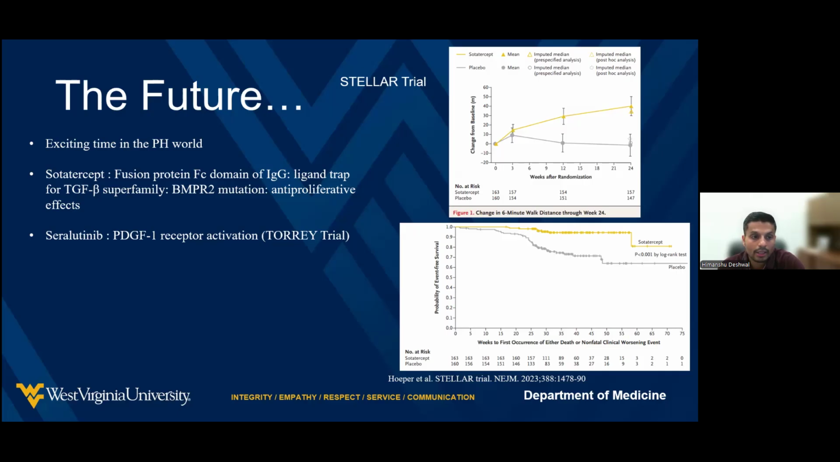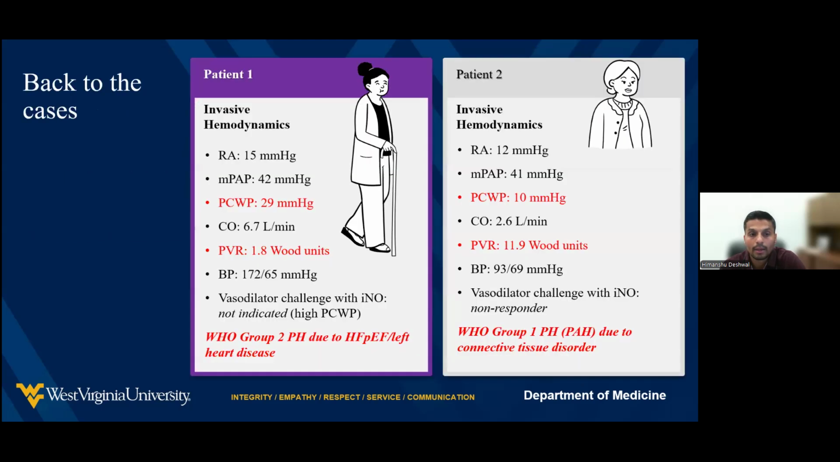There is another drug in the pipeline called seralutinib, which was confirmed in the TORREY trial to be beneficial with reduction in pulmonary vascular resistance. So these are drugs that may change the way we treat pulmonary hypertension. These drugs are being touted as anti-remodeling drugs. So they might partially reverse the disease, not only treat it. So there are so many options for these patients that we can give them and get them better.